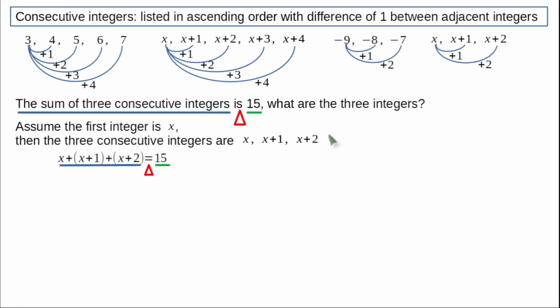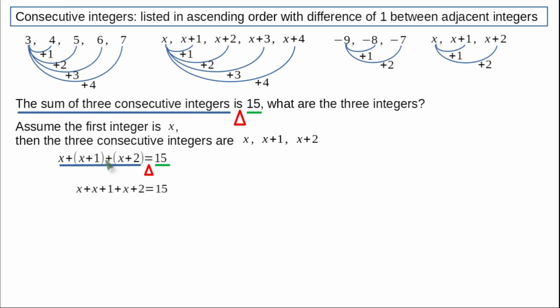Now we need to set up an equation to solve for variable x. The equation can be based on this sentence: the sum of 3 consecutive integers. So if we know the 3 consecutive integers are x, x plus 1, and x plus 2, then we know the sum of them, x plus (x plus 1) plus (x plus 2), is 15. So in the equation, we just set it equal to 15. Now we have this one variable linear equation. We can solve for x.